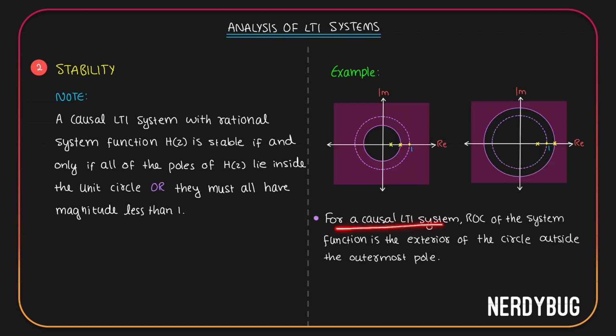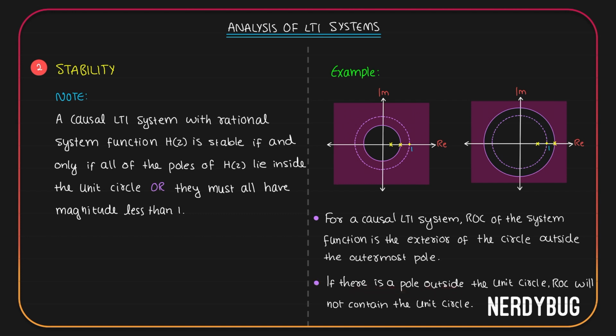We already know that for a causal LTI system, the ROC of the system function is the exterior of the circle outside the outermost pole. So, if there is any pole outside the unit circle, the ROC definitely will not contain the unit circle. But for the system to be stable, the unit circle has to be included in the ROC. For example, let us take this one. Here we have a pole that is outside the unit circle. So obviously the ROC can only be to the exterior of this circle and it will not include the unit circle.